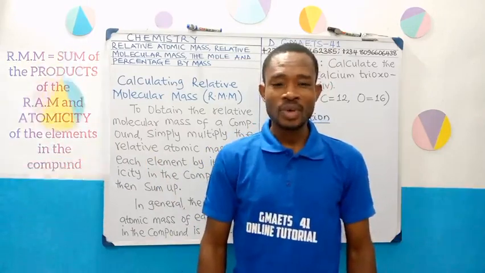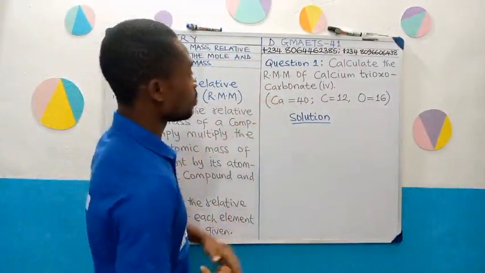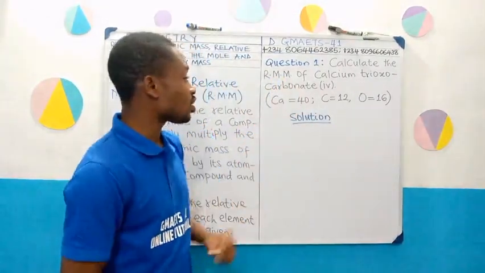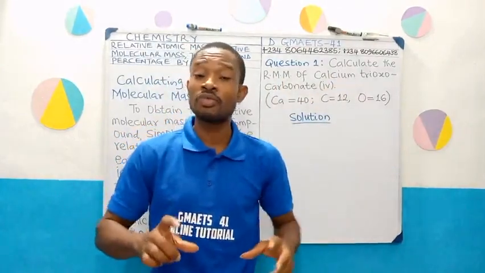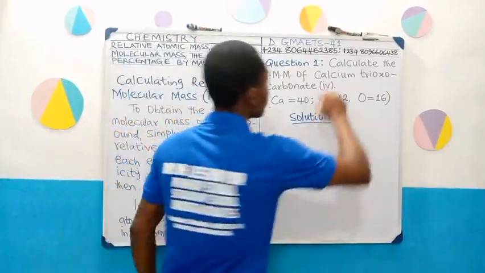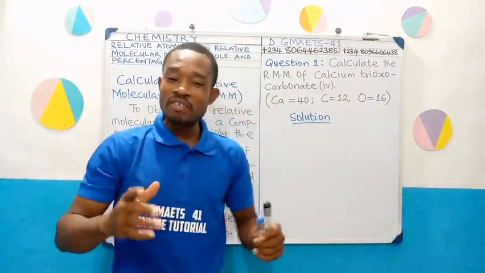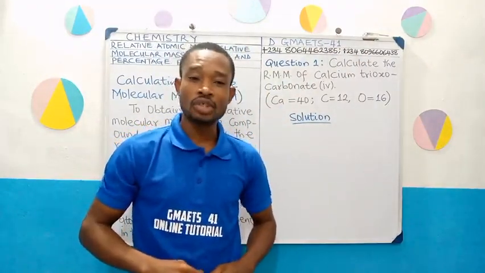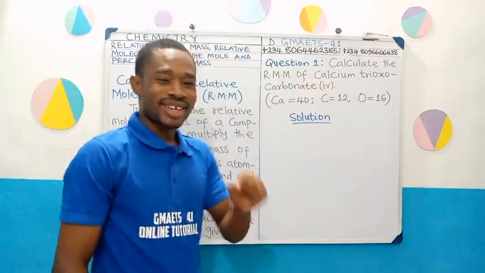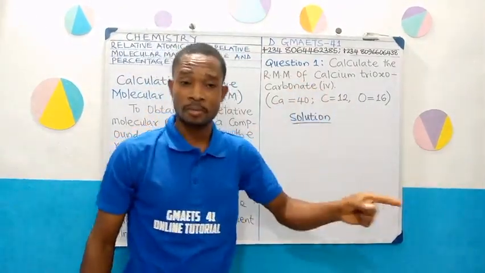A quick example will help us to understand this better. And that is why we have our very first question here. Question number 1. Calculate the R.M.M, that is relative molecular mass, of calcium trioxocarbonate 4. To get the relative molecular mass of calcium trioxocarbonate 4, you should know how to write calcium trioxocarbonate 4 in the first place, because the chemical formula was not given to us in the question.